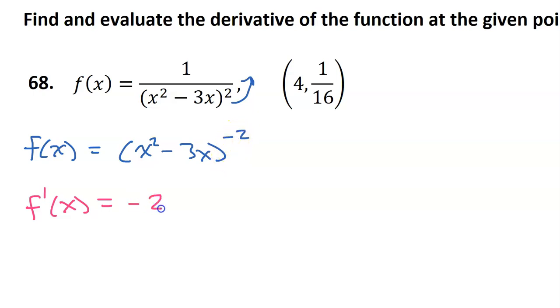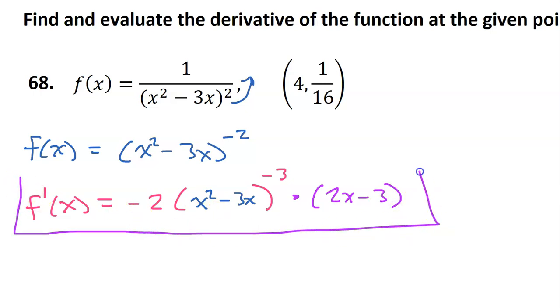So I'm going to take that negative 2 and put it in the front. And I'm going to reduce this power by 1 so it becomes negative 3. Meanwhile, I leave the inner part the same, x squared minus 3x. So I've taken the derivative of the outer function. Now I multiply by the derivative of the inner function. So the derivative here will be 2x minus 3. And that's it. So you really could leave your answer like this if you wanted to.